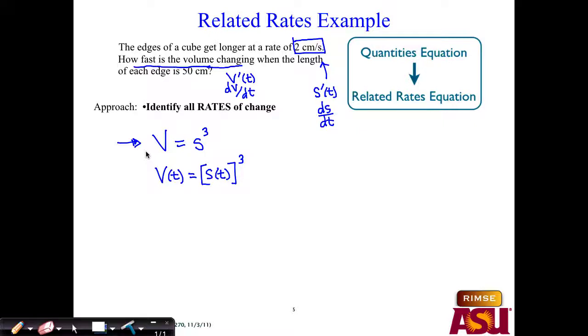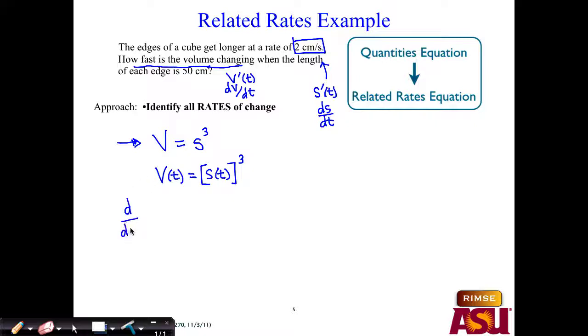So instead of trying to figure out how long the sides are at any point in time and thus how big the volume is, we can just say, okay, I know enough from this. I know how the volume and the side lengths are related. So if I know how one changes, then I'll be able to figure out how the other changes by taking derivatives with respect to t.